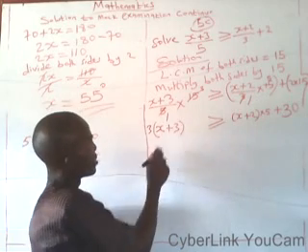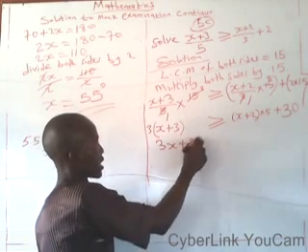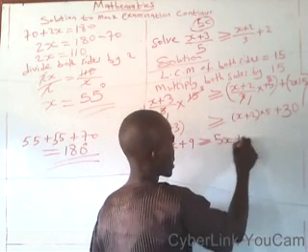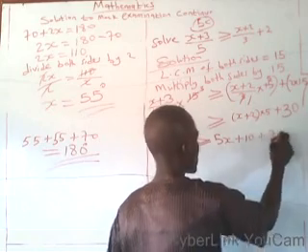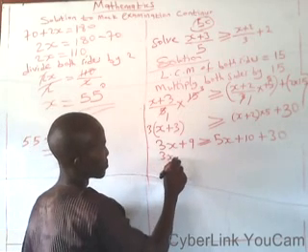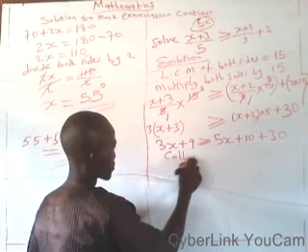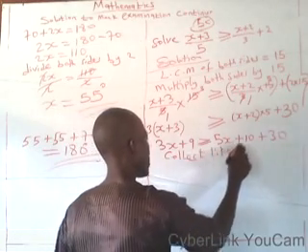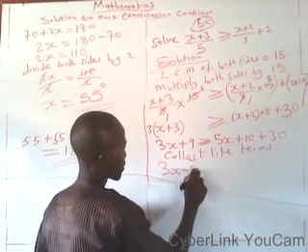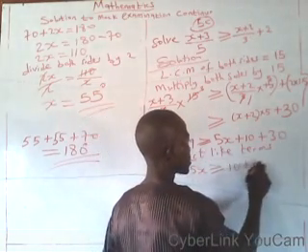3 multiplied by x will give you 3x. 3 multiplied by 3 will give you plus 9, greater than or equals to 5 times x, 5x, 5 times 2, that is 10, plus 30. Now we have 3x. Let's collect like terms. You now have 3x minus 5x greater than or equals to 10 plus 30.